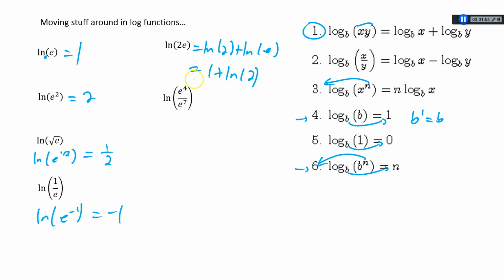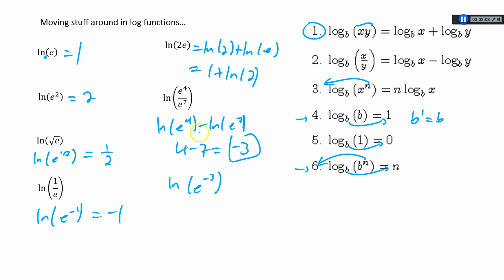Next one, this one's kind of interesting. There are a couple ways to do it. One is you have ln e to the 4th minus ln of e to the 7th. Well, that is just 4 minus 7, which is negative 3. Or you could have looked at this and said, well, e to the 4th over e to the 7th, that is e to the negative 3rd power, or 1 over e cubed. That just automatically gives you negative 3. Either way, all the same thing.